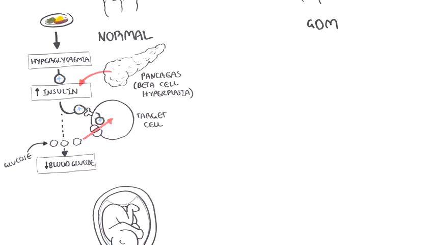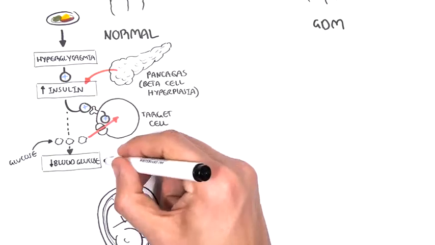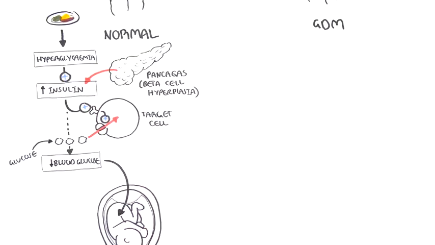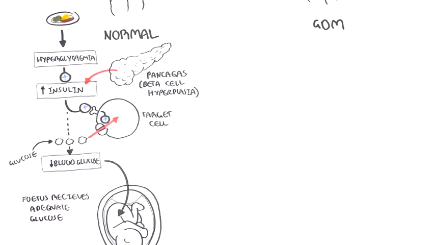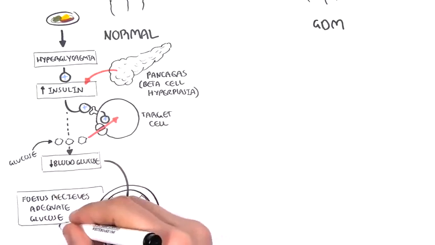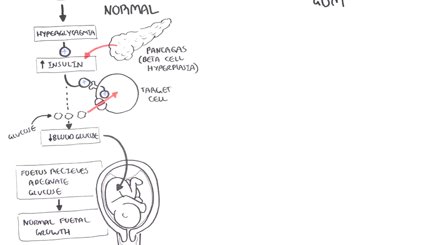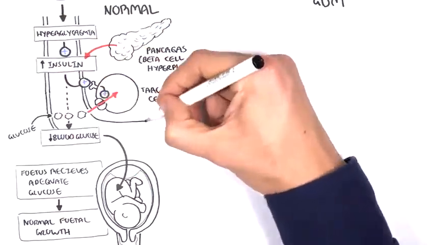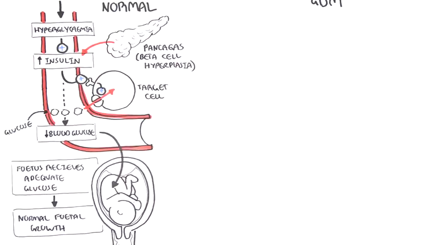There is still enough blood glucose available in circulation to enter fetal circulation. The fetus requires glucose in order to gain energy and to grow. And so the fetus will receive adequate glucose, and so there will be normal fetal growth. The fetus will always receive glucose because of several reasons.